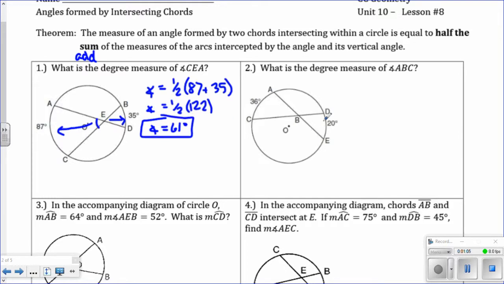Number 2, same kind of thing here. We want to find the degree measure of angle ABC. It's inside of the circle, so we are going to add together the intercepted arcs, the arcs in front and behind, and then take half. So the angle is half of the sum of the 36 and the 20. It doesn't matter which one you write first because either way they're going to add up to 56. So we have half of 56, which is 28 degrees.